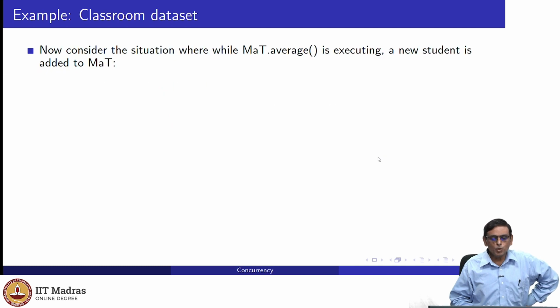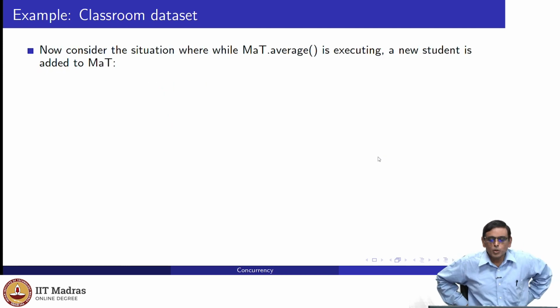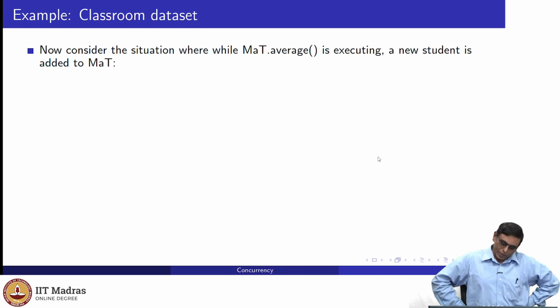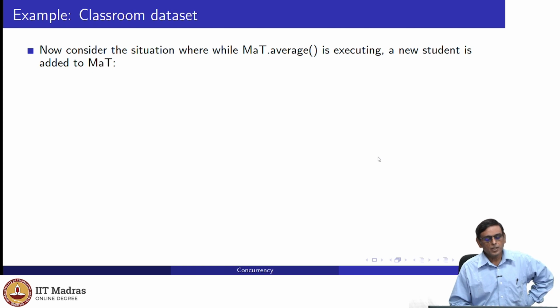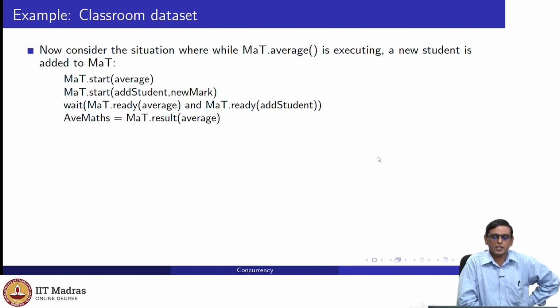Now I want to do basically something much more interesting, right? What do I want to do? While average is executing, I want to add a new student. Okay, while average is executing, I want to add a new student. What does this do, right? So I start average and I start add student. In parallel, I want to do both of them because average is concurrent, add student is concurrent. So in principle, I can also call average and add student concurrent. So that's what I want to try.